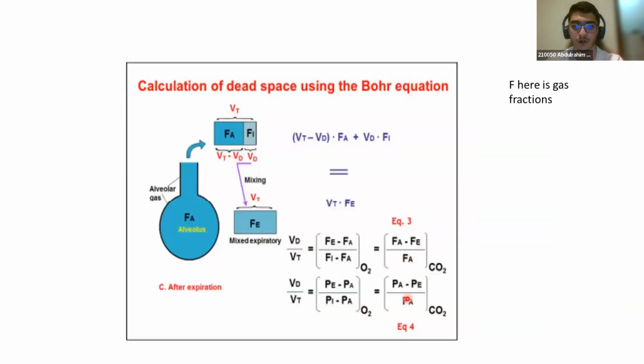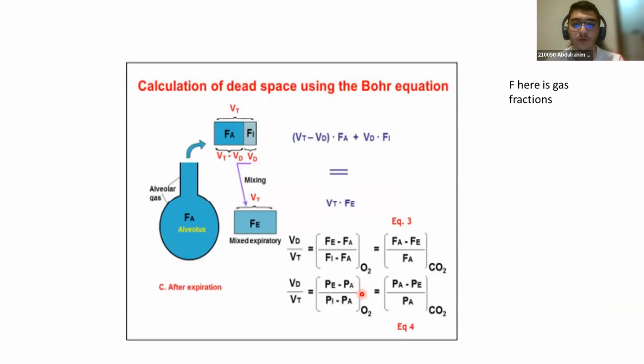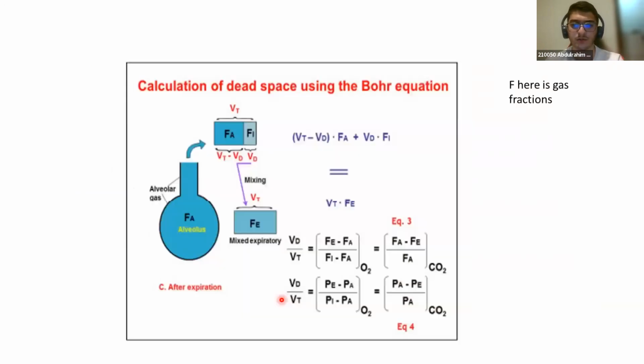So it's the same one for oxygen. However, for carbon dioxide, there's a small difference. We said that in the dead space, there is 0% of carbon dioxide. Therefore, FI of carbon dioxide is 0. Then we did the same thing and came up with the equation for carbon dioxide, taking into consideration that FI is 0.